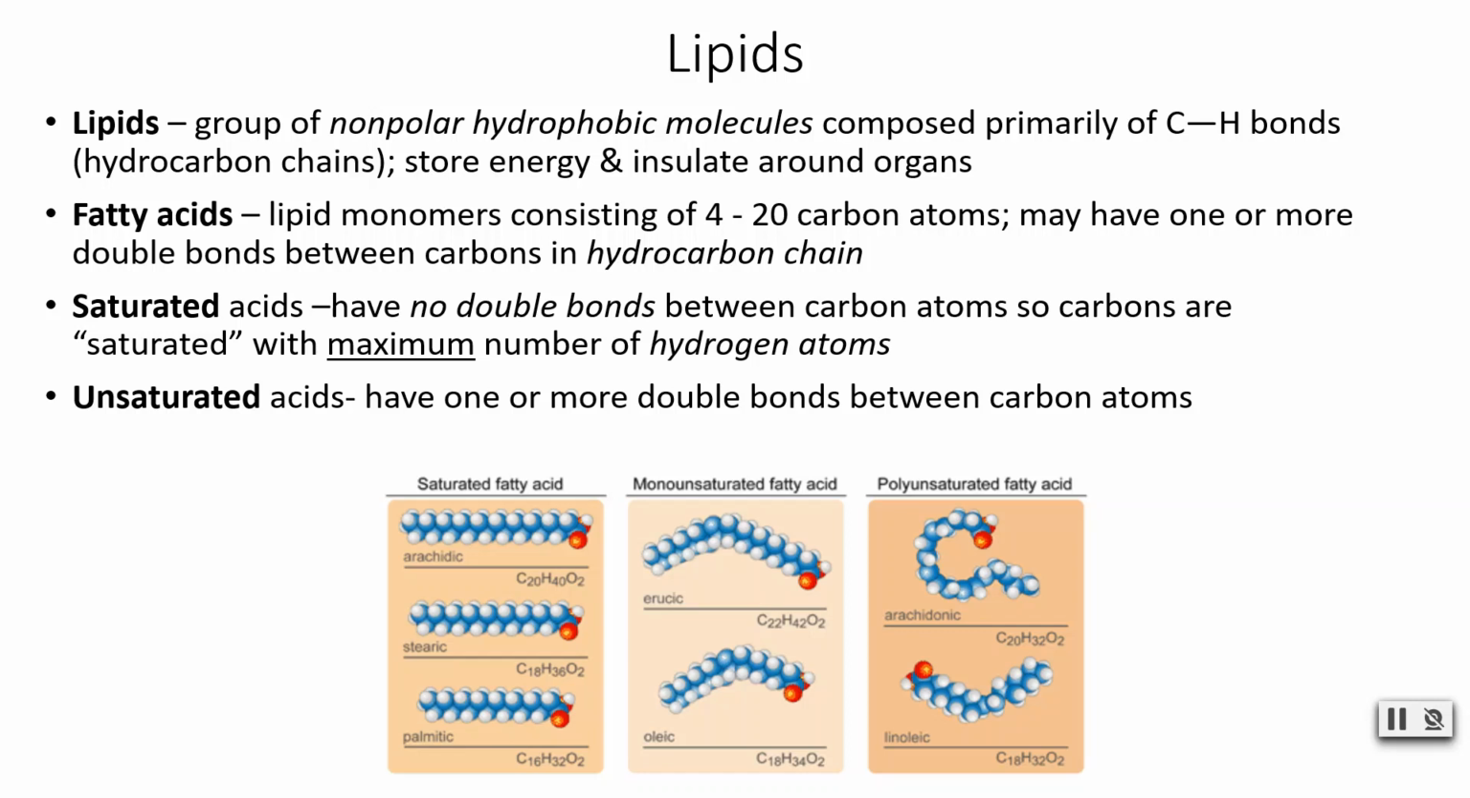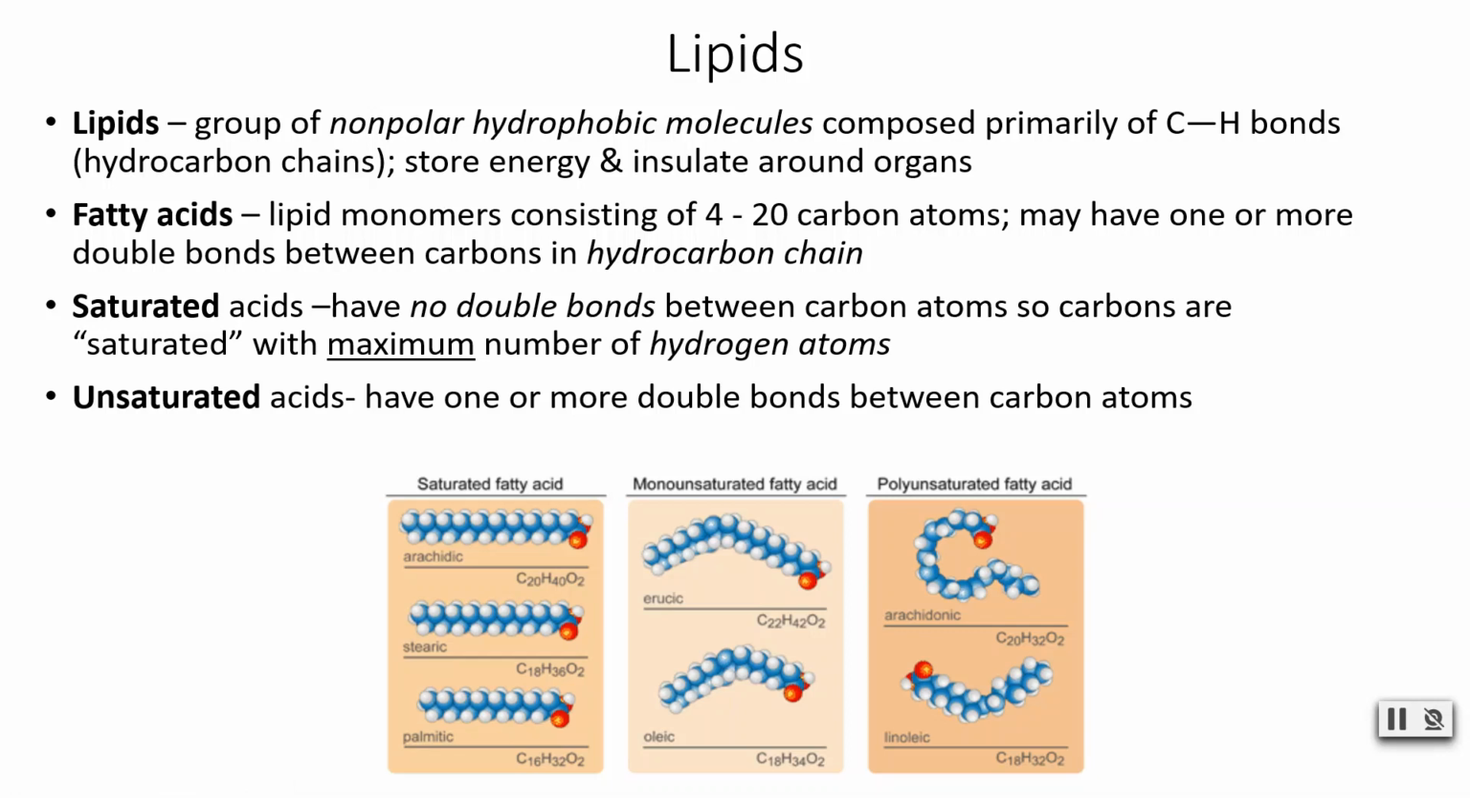Okay, so your lipids. The main component we just said was carbon-hydrogen bonds. We call them hydrocarbon tails. If your hydrocarbon tail has approximately between 4 and 20 carbon atoms, we call these fatty acids. These are your lipid monomers, these fatty acids. You may have one or more double bonds within that hydrocarbon chain tail. They look like little tails. So we've got our little head and we've got our little tails. Each fatty acid has its little head and its little tail. Sometimes we have double bonds, sometimes not.